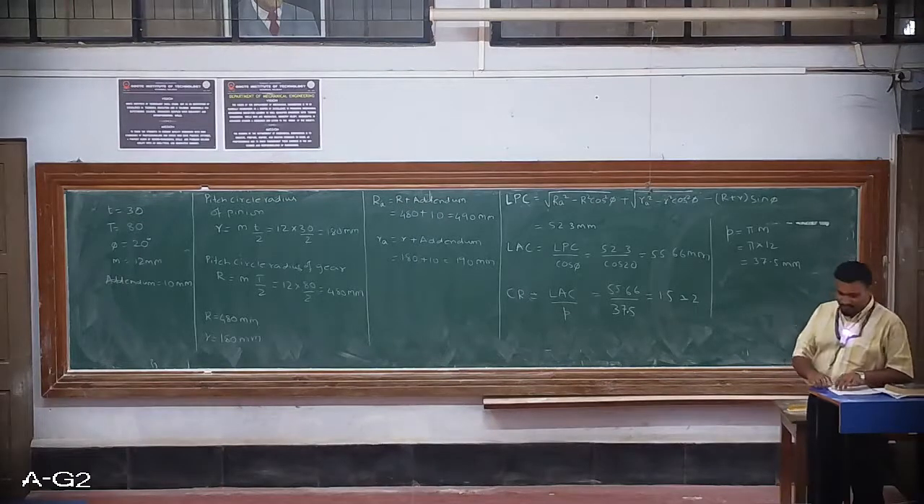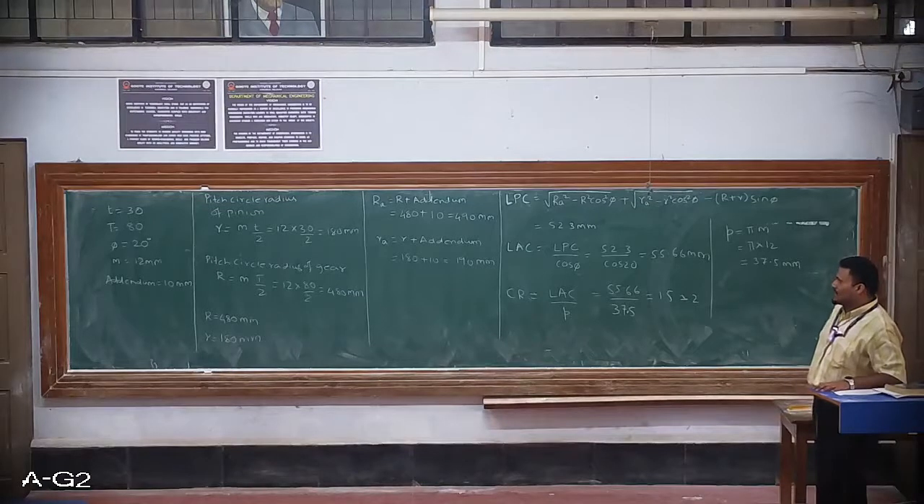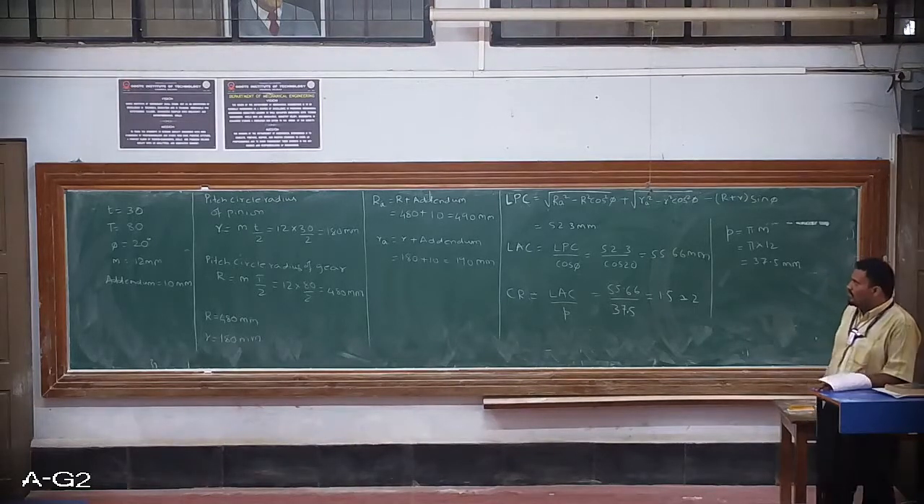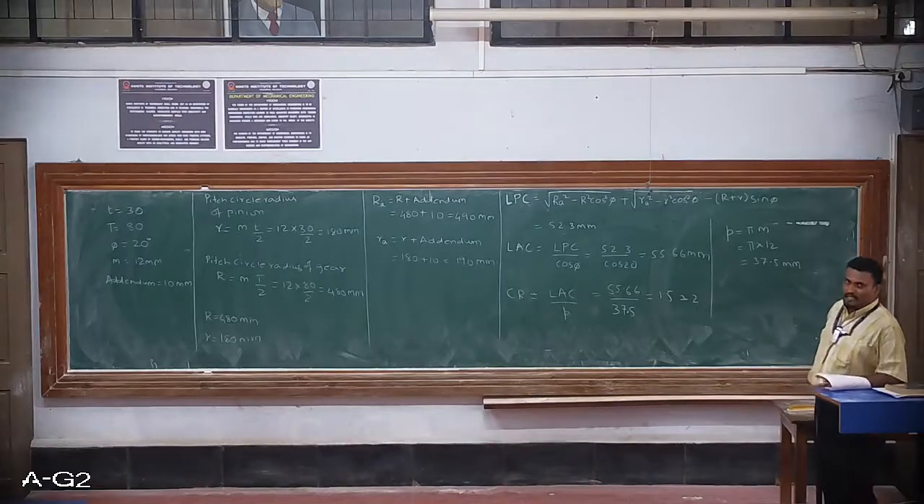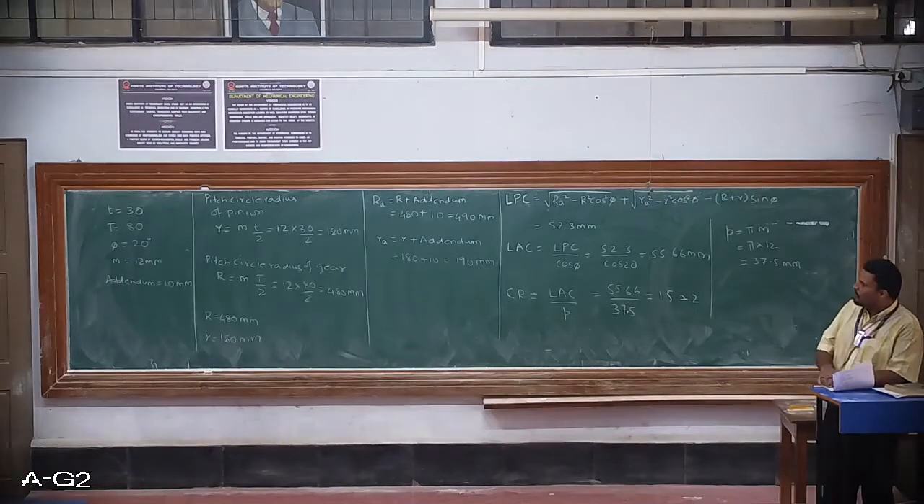Okay, so here we'll just summarize the steps involved. Given number of teeth on the pinion is 30, number of teeth on the gear is 80, the pressure angle is 20, the module is 12 mm and the addendum is 10 mm. I have already explained what addendum is. Addendum for gear as well as pinion is the same, but addendum circle radius is different. That is the main difference you should pay attention to.